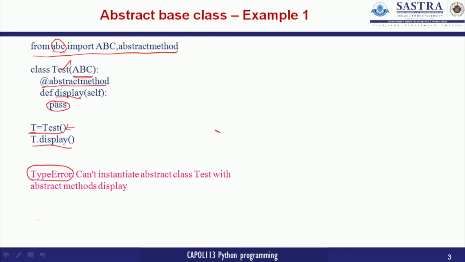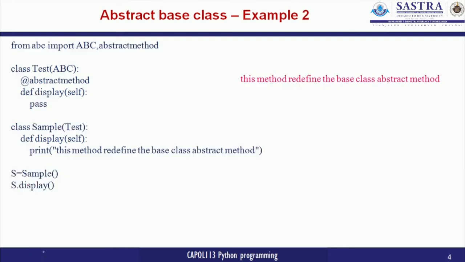So in order to overcome that error, we should move on to the derived classes. Once again, I will consider the same abstract base class Test. Within that, I will include one method called display. And then from the Test class, I have inherited one class called Sample. So now the Sample class is a derived class of the Test abstract class, and within that I have included one method called display. Actually, with this display method I am going to redefine the abstract method which is present in the Test base class.